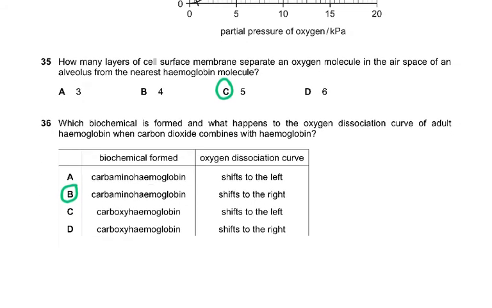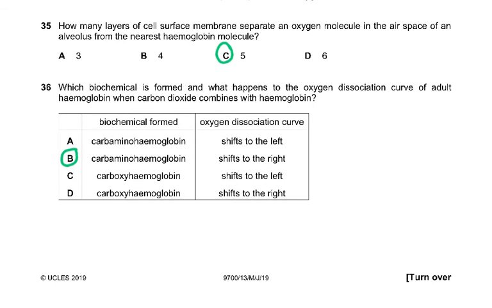Then, how many layers of cell surface membrane separate an oxygen molecule in the air space of an alveolus from the nearest hemoglobin molecule? And that of course is 5. We've done that in another paper as well. This is the alveolar wall, then this is the capillary wall, and then this is the red blood cell. So how many layers of cell membrane? Number 1, 2, 3, 4, and then 5. And once it enters the red blood cell, of course, it forms oxyhemoglobin.